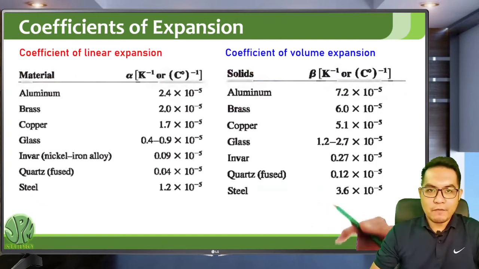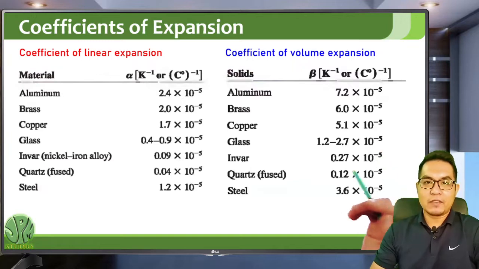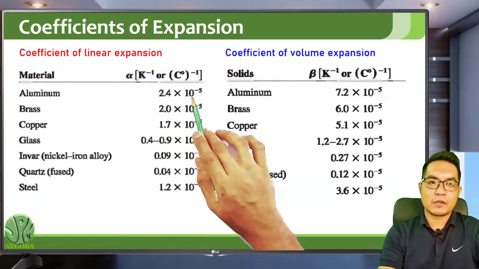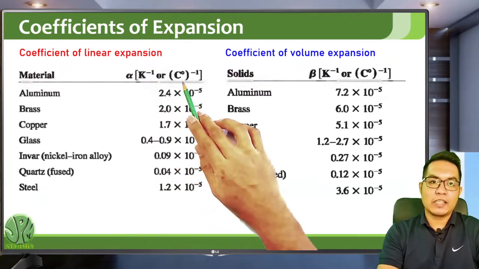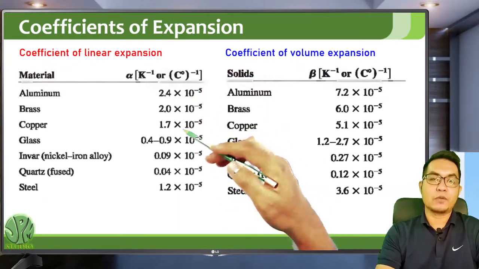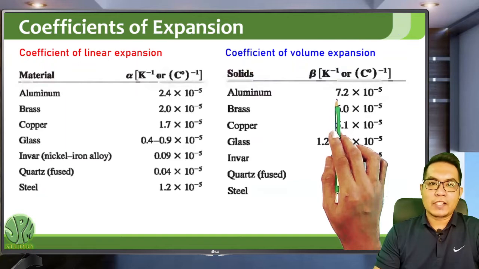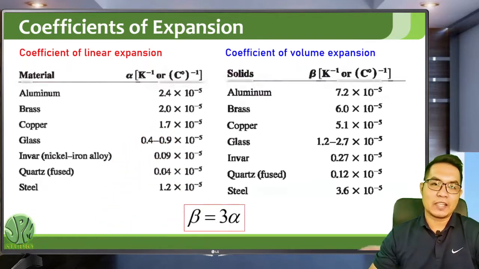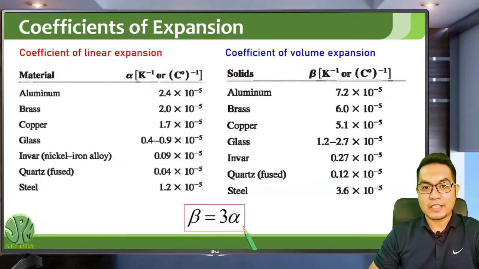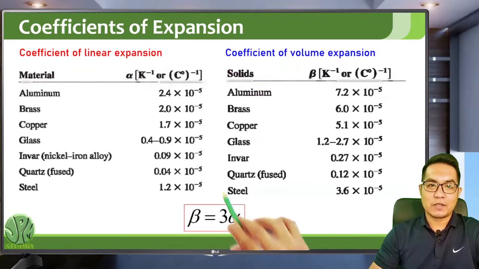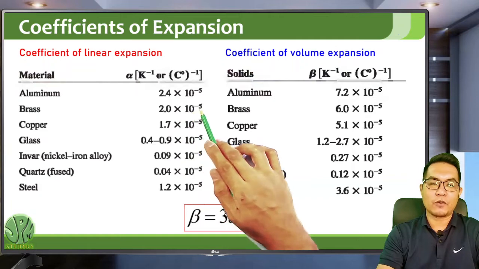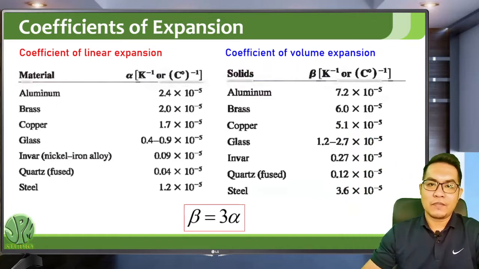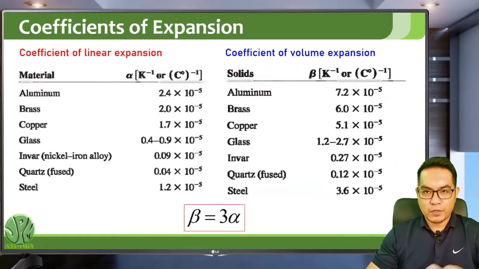So every material also has a separate coefficient of volume expansion. For aluminum, its coefficient of linear expansion is 2.4 times 10 to the negative 5 per Kelvin, or per Celsius degree. The unit is just the same. And its coefficient of volume expansion is 7.2 times 10 to the negative 5. From this, you will notice a pattern that the coefficient of volume expansion is just 3 times the coefficient of linear expansion. So for brass, alpha is 2.0 times 10 to the negative 5, and its beta is times 3, so you have 6.0 times 10 to the negative 5 per Kelvin, or per Celsius degree.